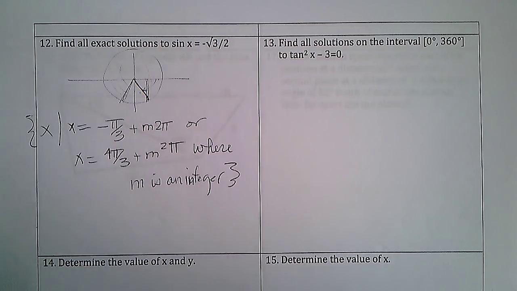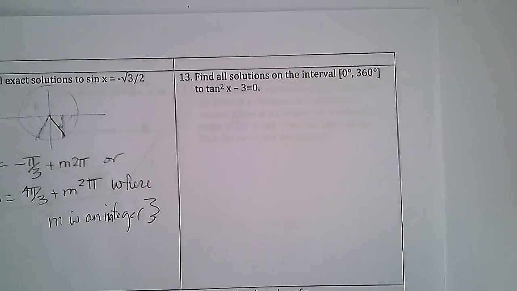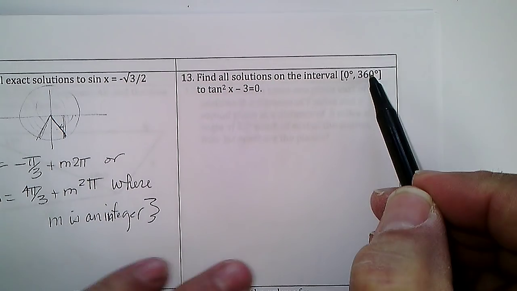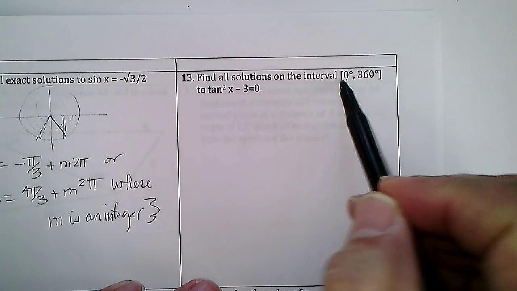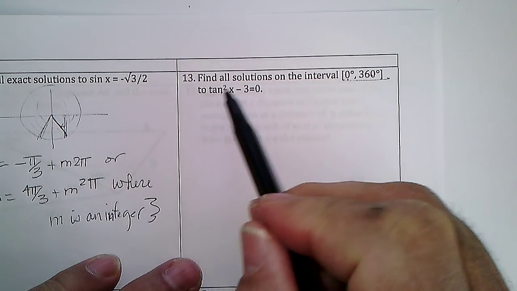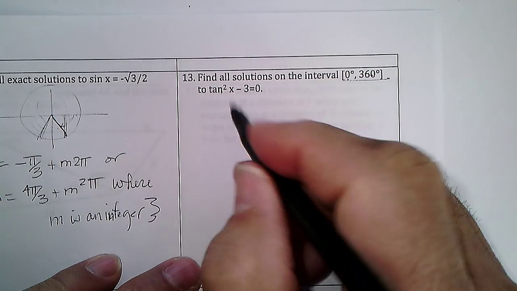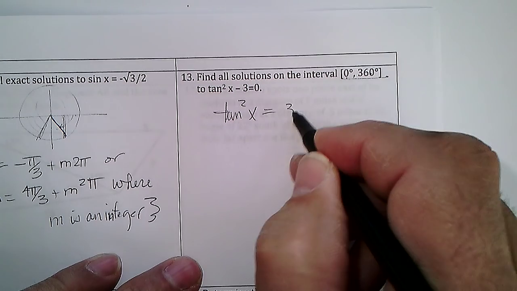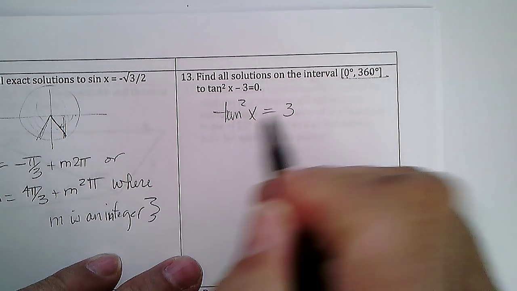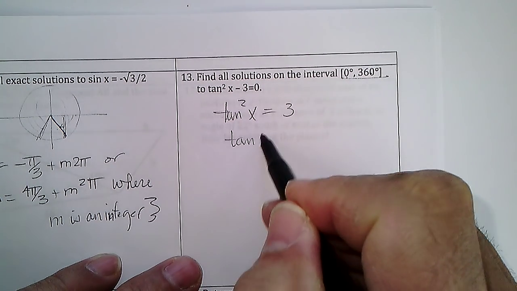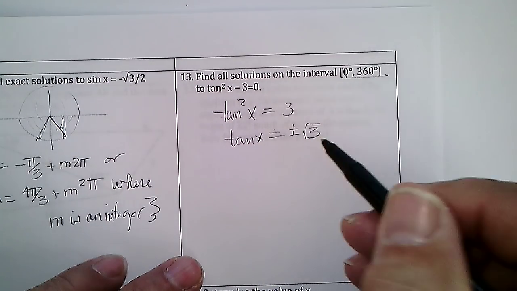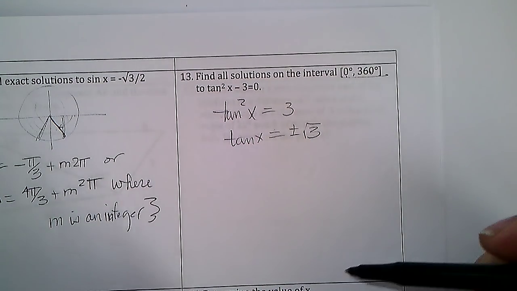Whoop, that was a funny thing. Okay. Find all the solutions on the interval from 0 to 360. So now we get to do it in degrees. And so if I add 3 to both sides, I get the tangent squared x equals 3. Take the square root of both sides, I get the tangent of x equals plus or minus the square root of 3. And that's special angles.